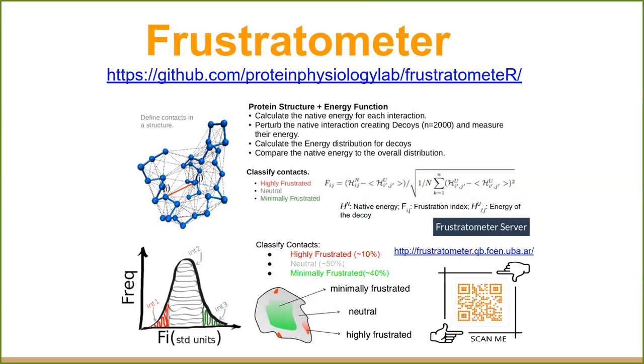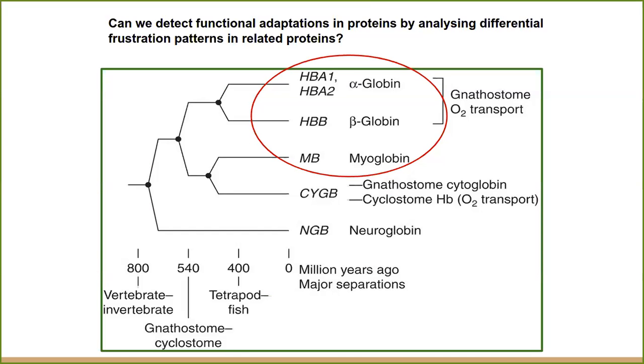Conserved frustration patterns are detected by calculating the frustration information content over the frustration results that match the homologous residues guided by a multiple sequence alignment from each family. We know that local frustration is related to functional aspects in proteins. This triggers the question: can we detect functional adaptations in proteins by analyzing differential frustration patterns in related proteins?